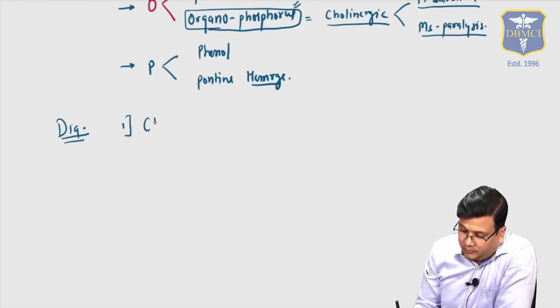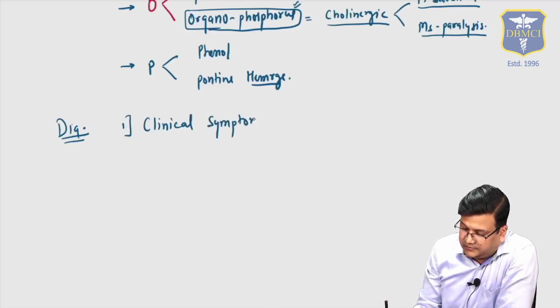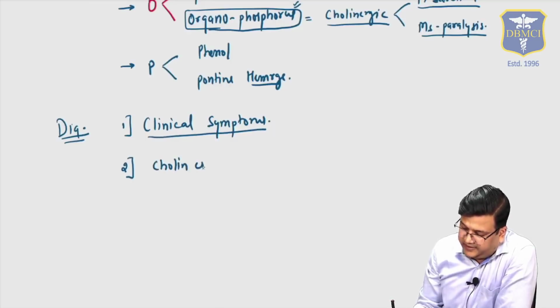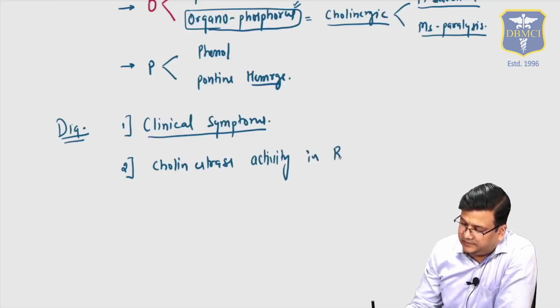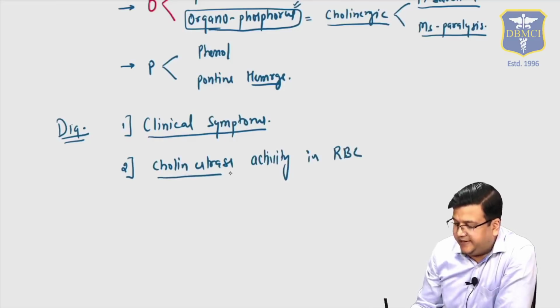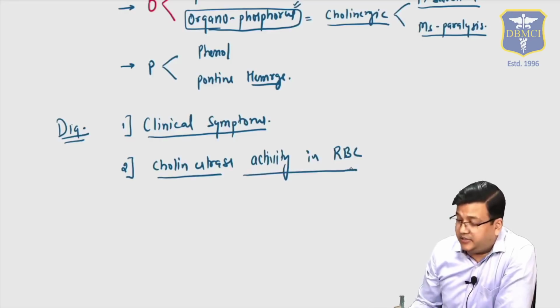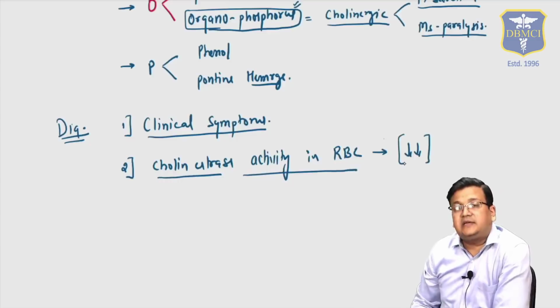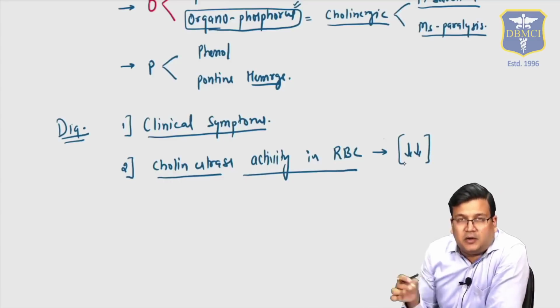Number one, mostly the diagnosis is clinical, based on clinical symptoms. As I have explained, what lab test can be done? We can measure cholinesterase activity in RBC. Cholinesterase activity in RBC can be measured and this will be decreased. The normal value is above 1000.